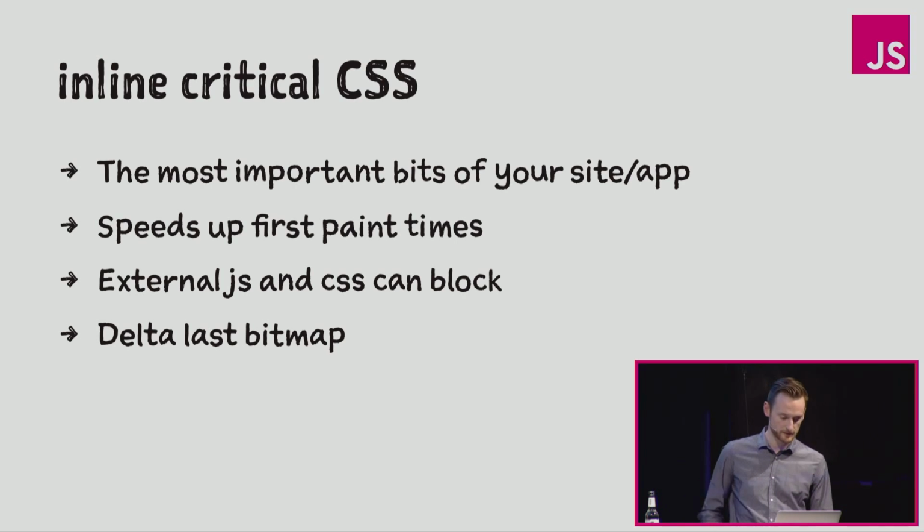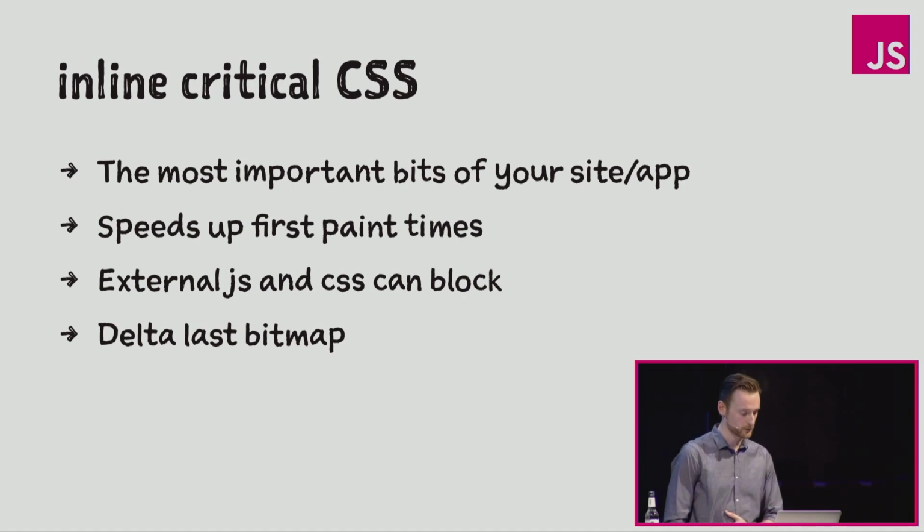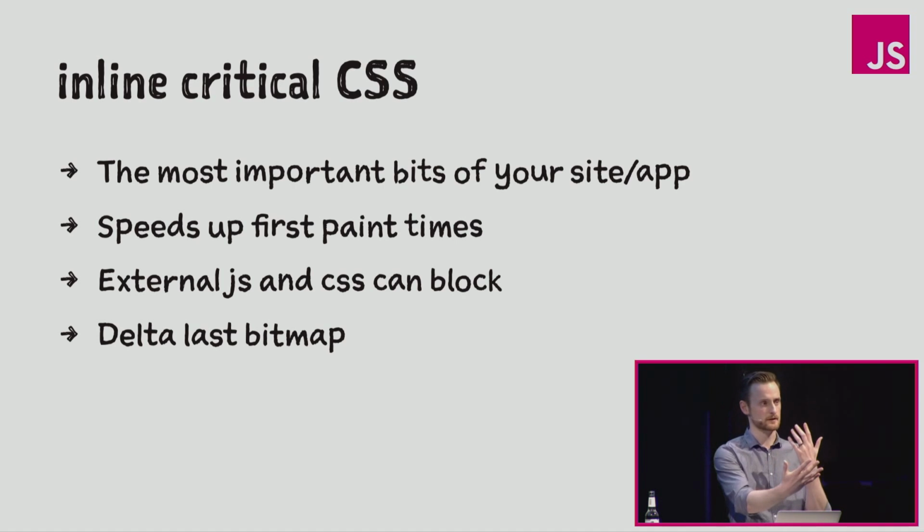And the last bit is about the delta, the last bitmap. Browsers can compare the last paint to the next paint and do a diff, kind of like when you do visual regression testing in your web apps. They go, okay, only this bit changed, so I only have to draw this box here. It can be kind of smart about it.